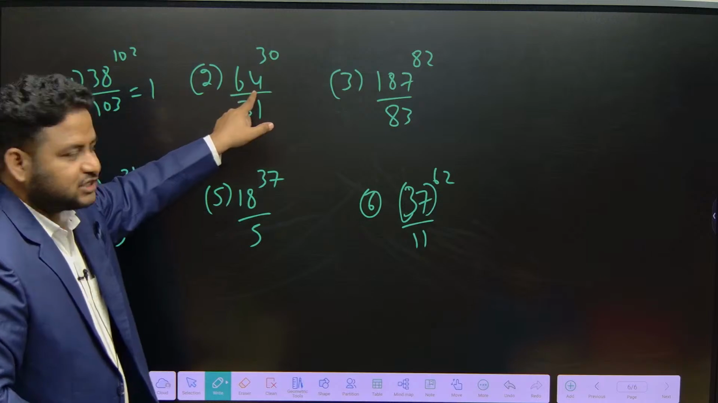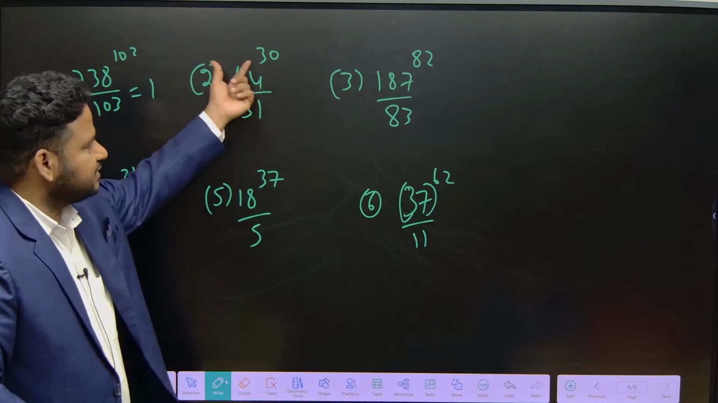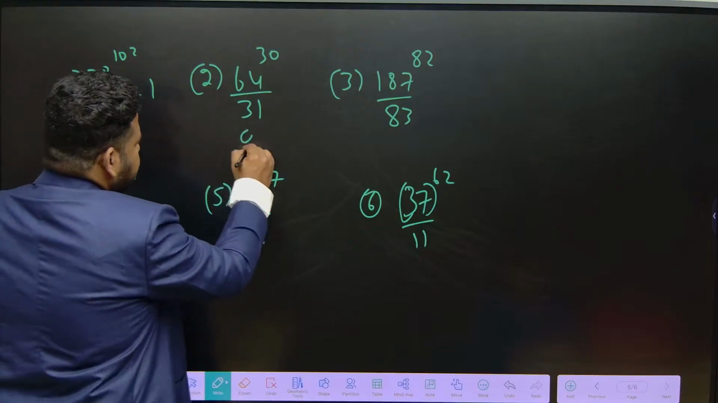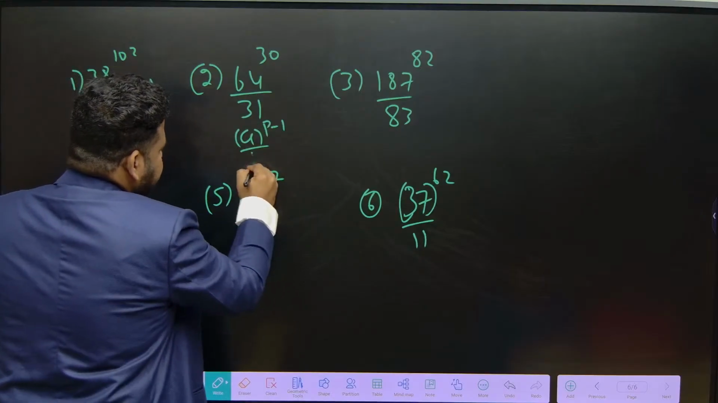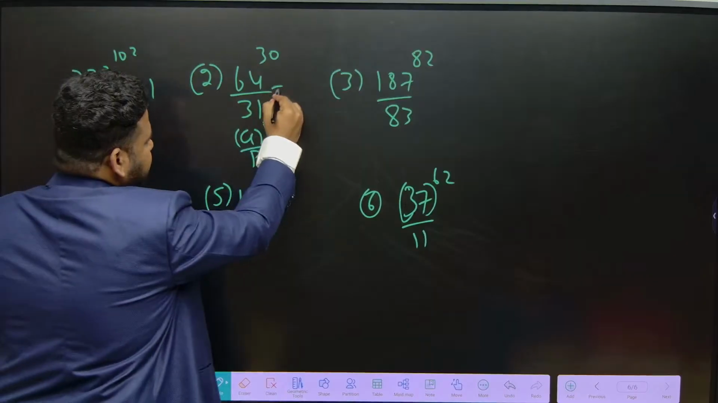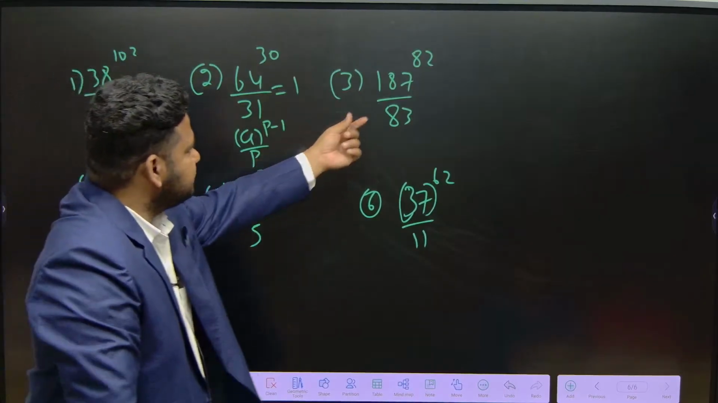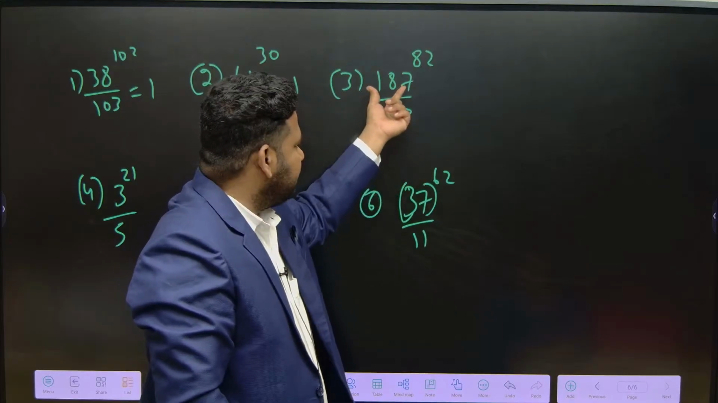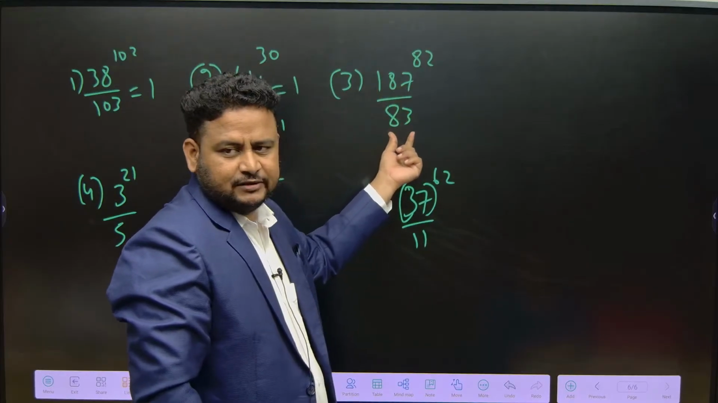Here, 64 to the power of 30 divided by 31. 30 can be written as 31 minus 1. This is like a to the power of p minus 1 divided by p. By Fermat's theorem, the answer is 1. Here, 82 can be written as 83 minus 1. 83 is a prime number, and 187 cannot be divided by 83. So the remainder is 1.